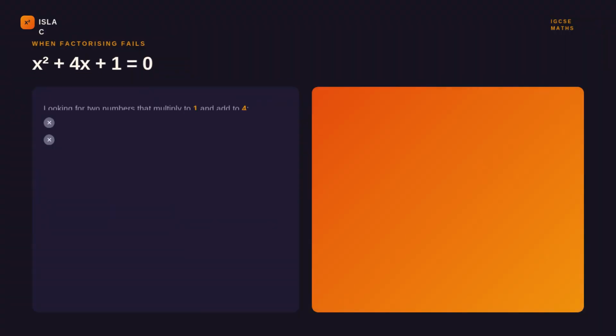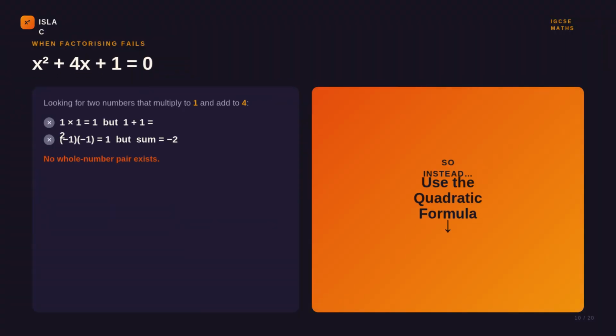Not every quadratic factorizes with whole numbers. Take x squared plus 4x plus 1 equals 0. We need two numbers multiplying to 1 and adding to 4. 1 and 1 multiply to 1 but add to 2, minus 1 and minus 1 add to minus 2. Nothing works with integers. Don't waste exam time hunting. When no neat pair exists, switch straight to the quadratic formula, which we meet next.